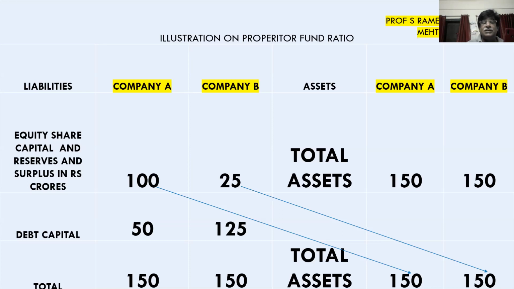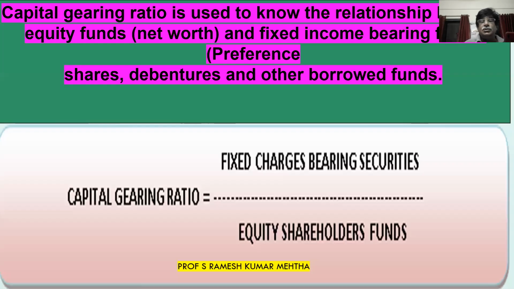The first company is very good, because out of 150 crores of total assets, 100 crores belong to the equity shareholders. In the second case, where 150 crores are the total assets of the company, a mere 25 crores belong to the equity shareholders, because they have financed only 25 crores. Next one is capital gearing ratio. As I've already told, the formula for this one is fixed charges bearing securities by equity shareholders' fund. Capital gearing ratio is another form of solvency ratio, like debt equity ratio and the debt to total assets ratio, and we spoke just now about the proprietary ratio. In the same way, we talk about capital gearing ratio.